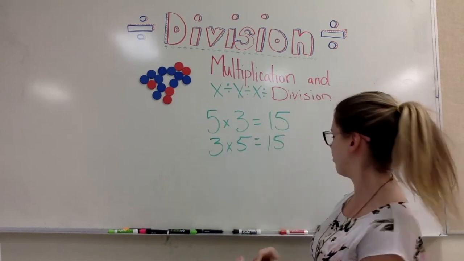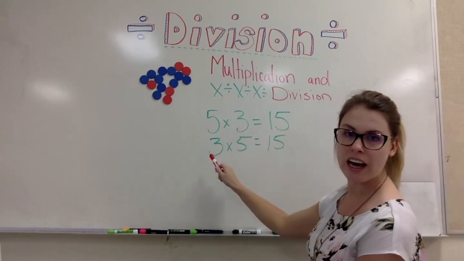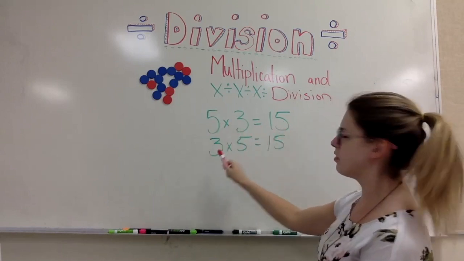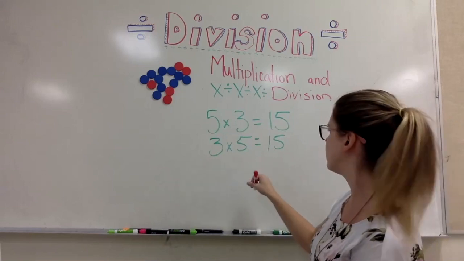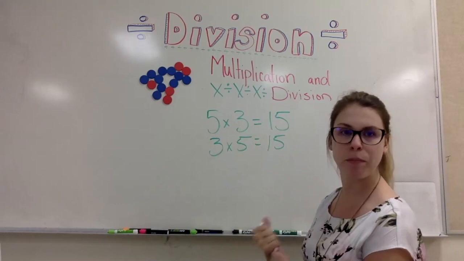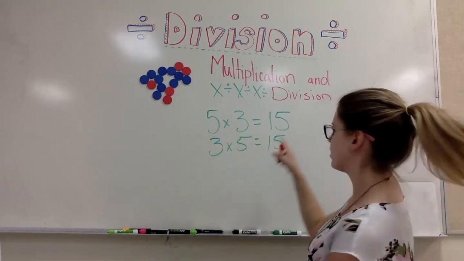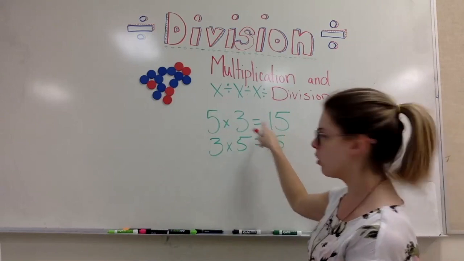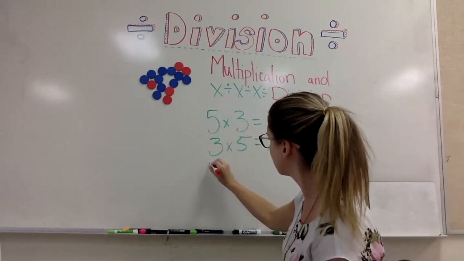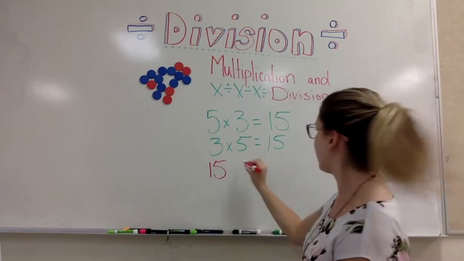So here we have 3 times 5 is 15, 5 times 3 is 15. All we did is switch these 2 numbers. We still got the same answer. Now we have to bring in division. So remember, with division, we're taking our big altogether number, we're moving it up to the front, and then we have to divide.